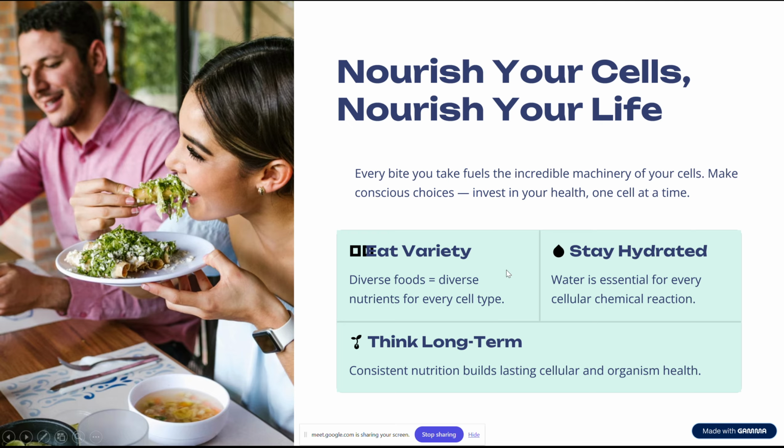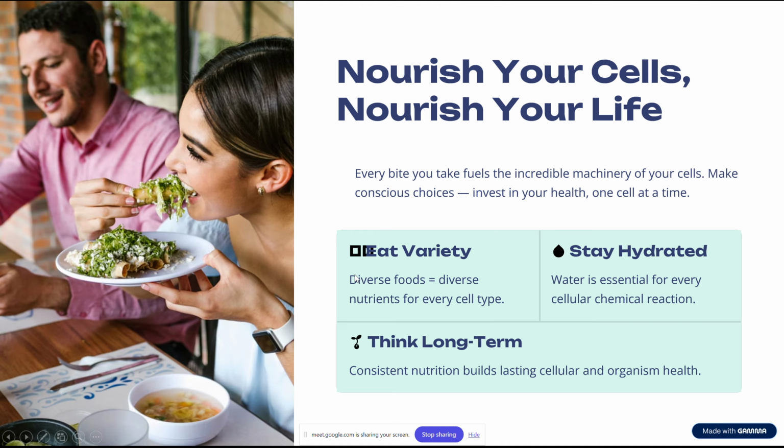Nourishing your cells is equivalent to nourishing your life. Every bite you take fuels the incredible machinery of your cells. When you eat well, you're able to supply your cells enough energy that will make them perform well. So you should make conscious choices of what you eat. Invest in your health, one cell at a time.